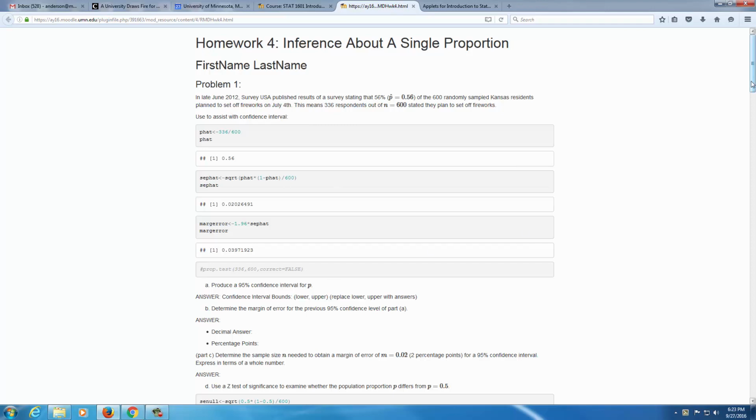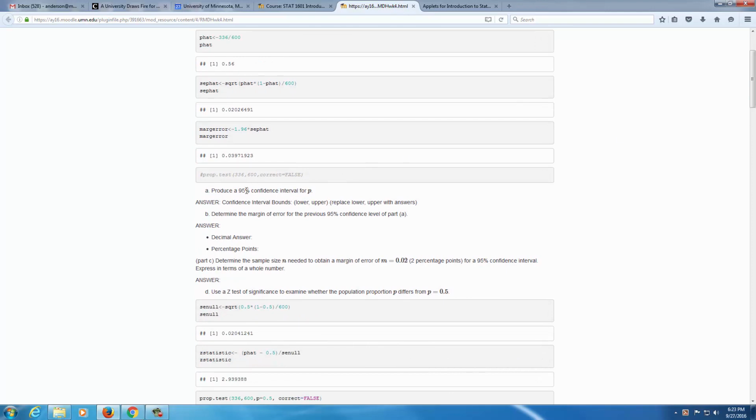In part A of this problem, number 1, part A, it says produce a 95% confidence interval for P, and I'm not explicit here, but I'm expecting that you would use the normal theory confidence bounds approach, and you can use the p-hat that I've constructed here, 336 out of 500. The standard error for the confidence interval formula is the square root of p-hat times 1 minus p-hat all over 600, and that value is computed for you in the code block right here. You can use that in your formula and your computation.